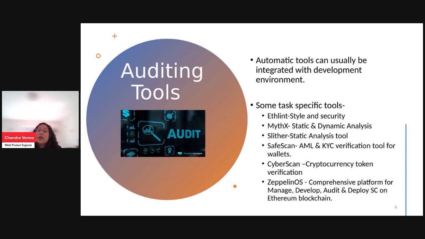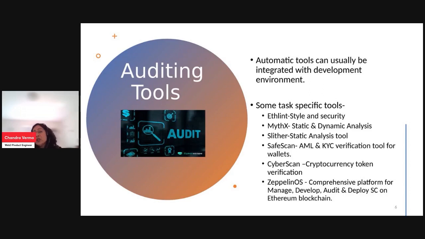Some of the tools which are very popular in the market are ETHLint, which is good for style and security verification. Then there is Mythx, which is for static and dynamic analysis. Slither is also very good for static analysis. Then there is SafeScan, which is for anti-money laundering and KYC verification for wallets. Then there is CyberScan, which is for cryptocurrency token verification.